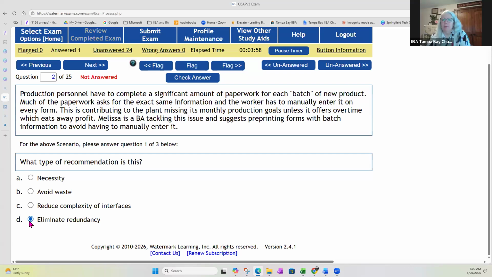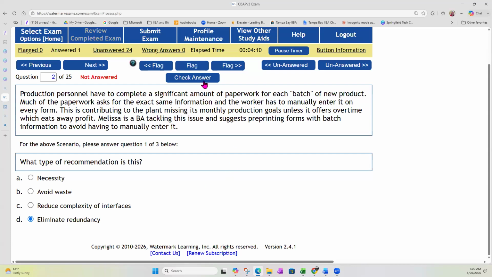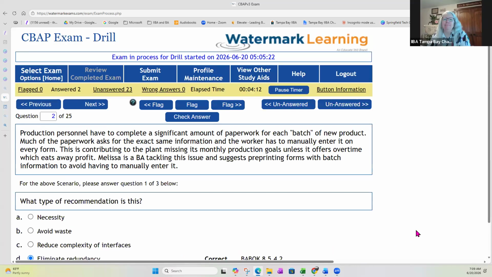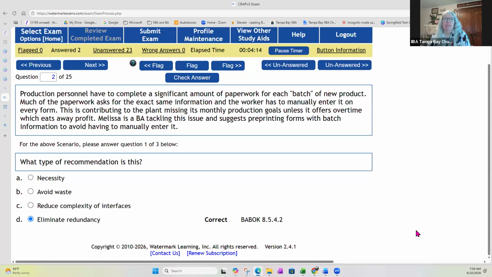Okay. Amarachi, what do you think? Yeah, I think it has to do with eliminating redundancy. Okay, testing. And you're correct. It is eliminate redundancy. Good job.